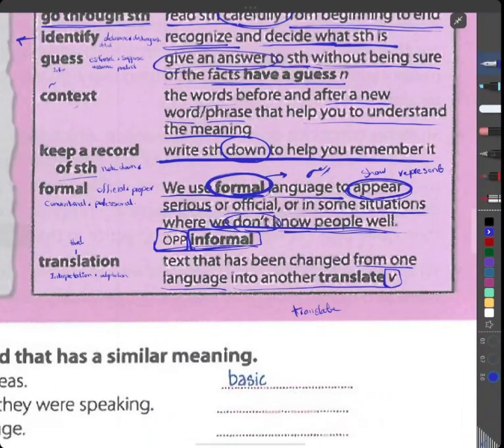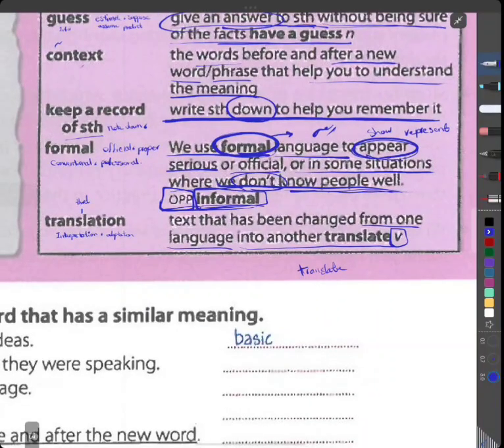And formal. We use formal language to appear serious or official, or in some situations where we don't know people well. Opposite of formal is informal. Translation. Text that has been changed from one language into another. The verb of translation is translate.